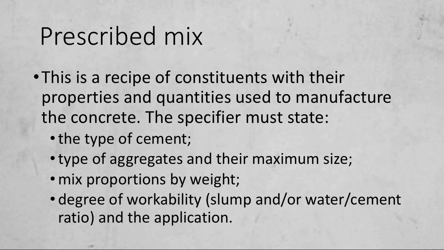So the specifier must state the type of cement. You have various types of cement. You have ordinary Portland cement that we use all the way around. You have rapid hardening, low heat, low sulfur, high sulfur. They have different types of cement for different environments and conditions. You have types of aggregates and their maximum sizes, and this speaks to fine and coarse aggregates. Mixed proportions by weight and the degree of workability, how easy or how hard or how fluid it's able to mix out, and it speaks to how much water is in the mix.